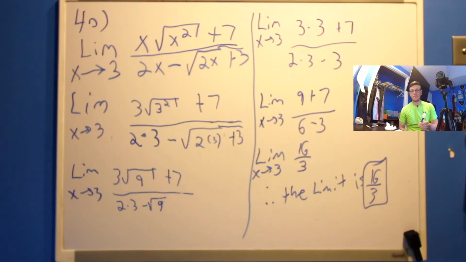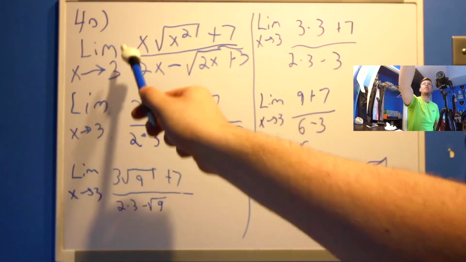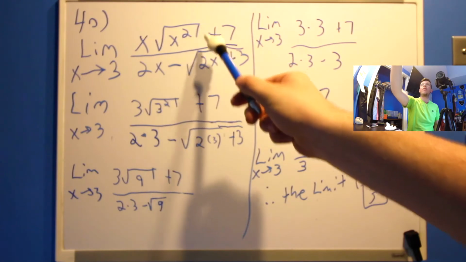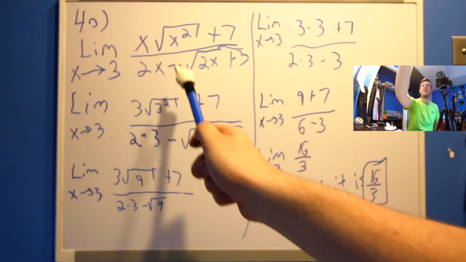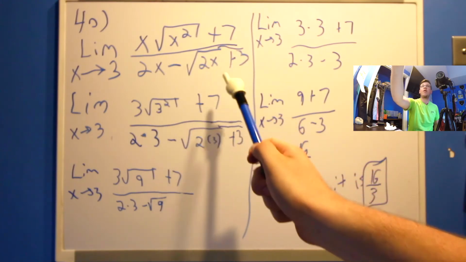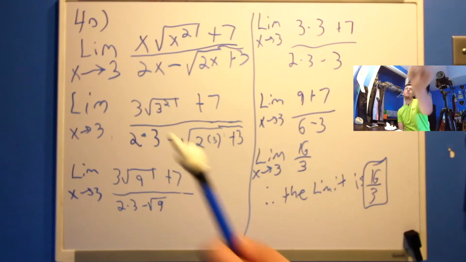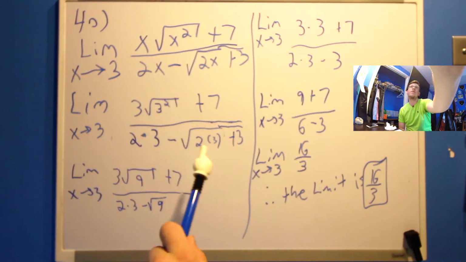Okay, so on to question 40, we're asked again to find the indicated limit. The question is, as the limit x approaches 3, x times the square root of x squared plus 7 over 2x subtract the square root of 2x plus 3. We're able to just substitute 3 back into the equation to find the indicated limit.